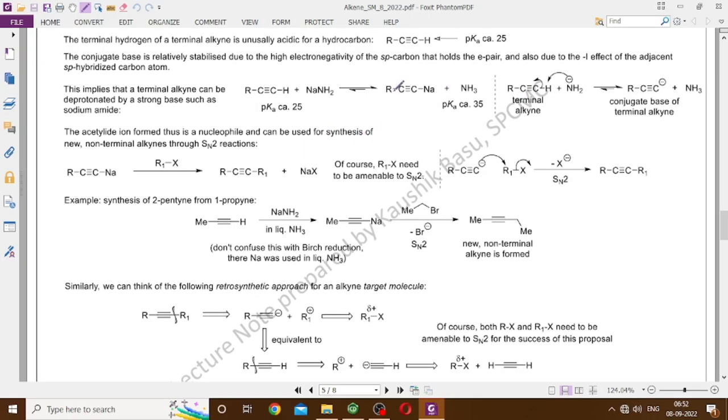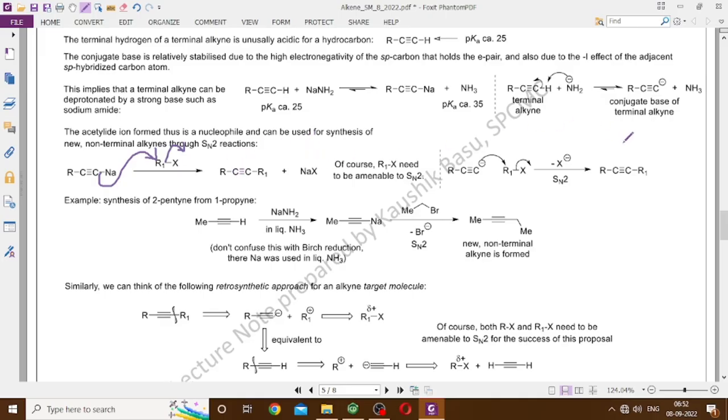It is a basic species as well as a nucleophilic species, and therefore, if you treat this with a proper electrophile, which is supposed to undergo SN2 reaction, you are going to get this type of reaction, which will establish a new carbon-carbon bond so that you get a new alkyne. And for the reaction to happen, you need to have R1X, which is susceptible to SN2. If you treat this with a tertiary halide, then obviously bimolecular elimination will take place and you will get nothing of this kind.